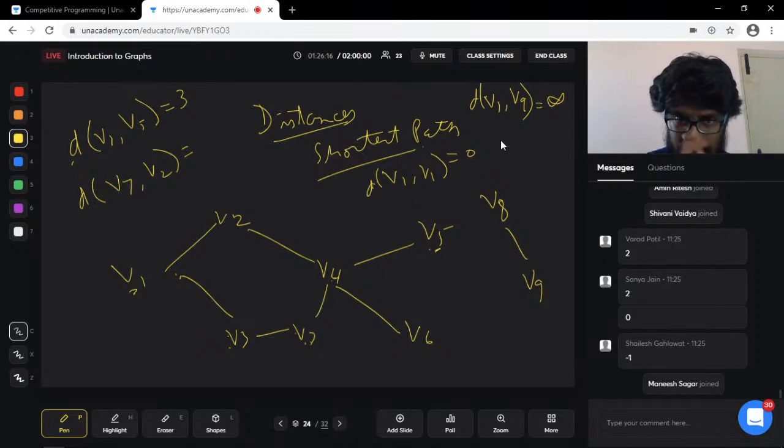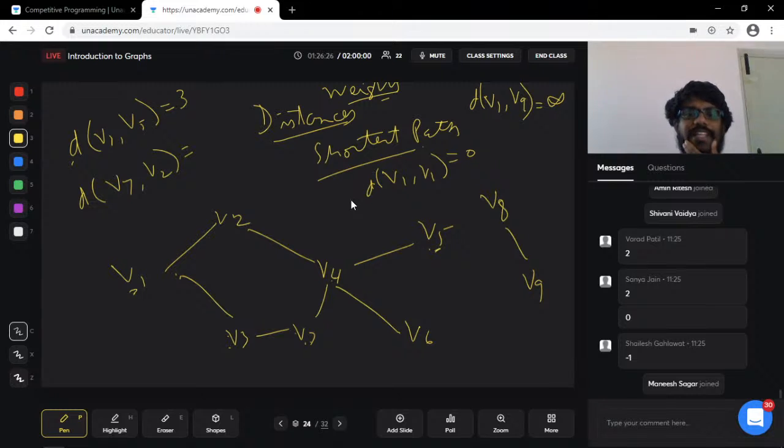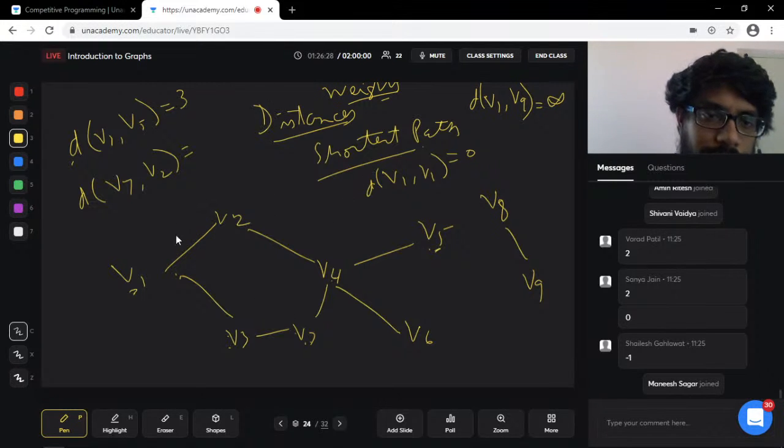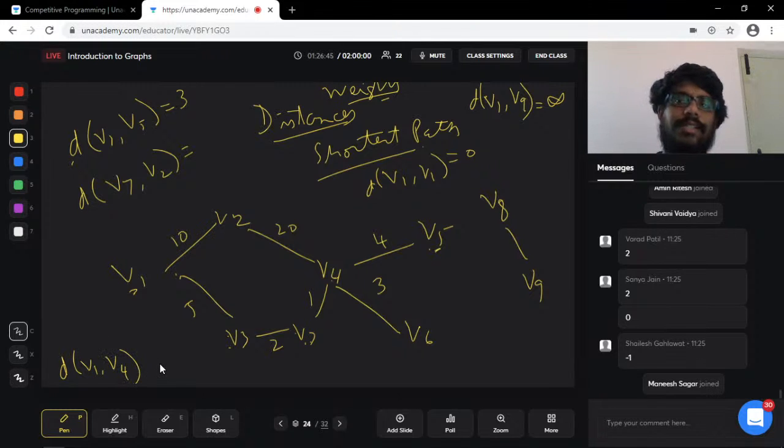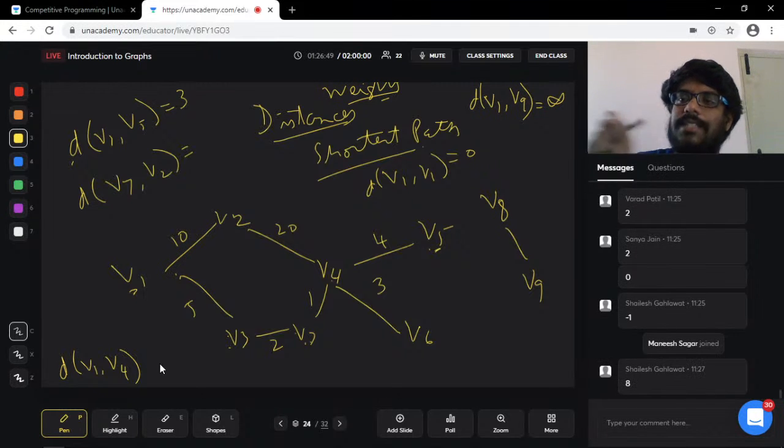Okay. And now let's put in the concept of weights. Now if all these edges have weights, so maybe this has 10, 20, 5, 2, 1, 4 and 3. Now what is the distance between V1 and V4? So now distance is not going to be the number of edges, but rather the sum of the weights along the path.